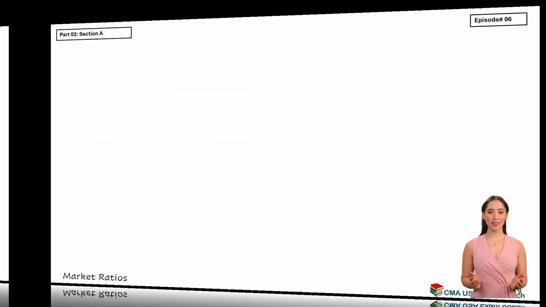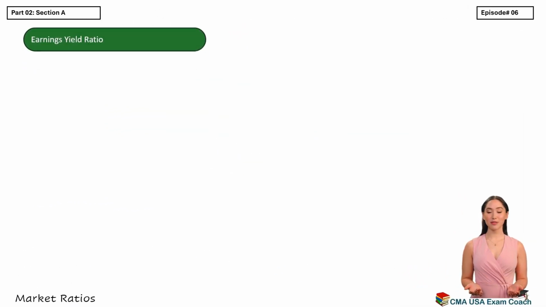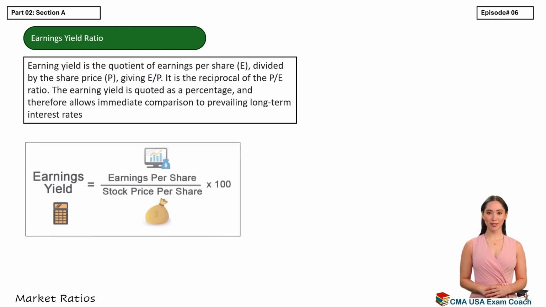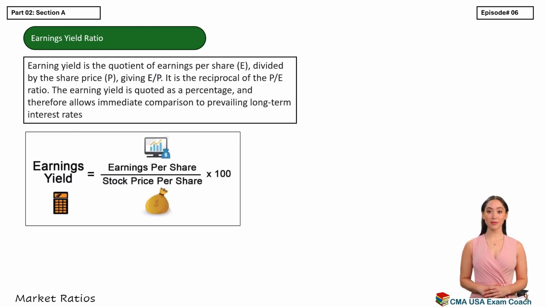Now let's explore the earnings yield ratio. This ratio is the inverse of the price-to-earnings ratio. It shows how much earnings a company generates for every dollar invested in its stock. In simple terms, it tells investors the return they are earning from the company's profits, expressed as a percentage of the market price. Here's the formula. Earnings yield equals earnings per share divided by market price per share.